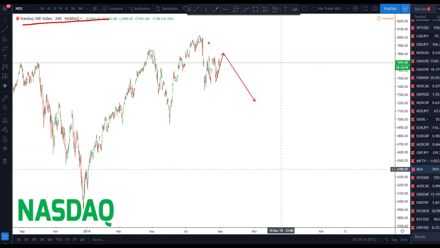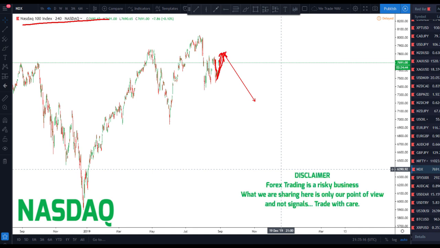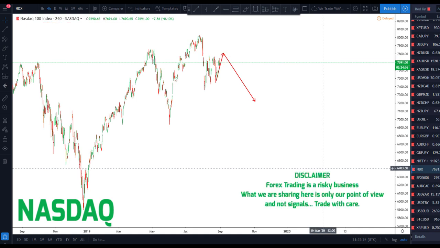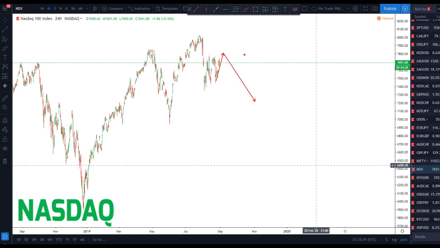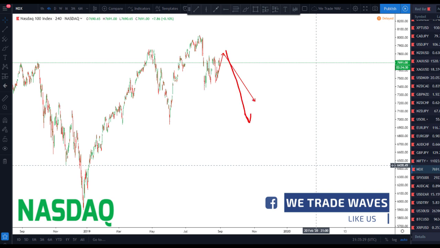Nasdaq, this is moving exactly as expected. We said one more move up and the market went up. If you are in this buy, manage your trade. We are expecting now after this up move, this down wave. If you know how to trade this down wave, go for it. Wait for your setup and we are expecting one more move down.